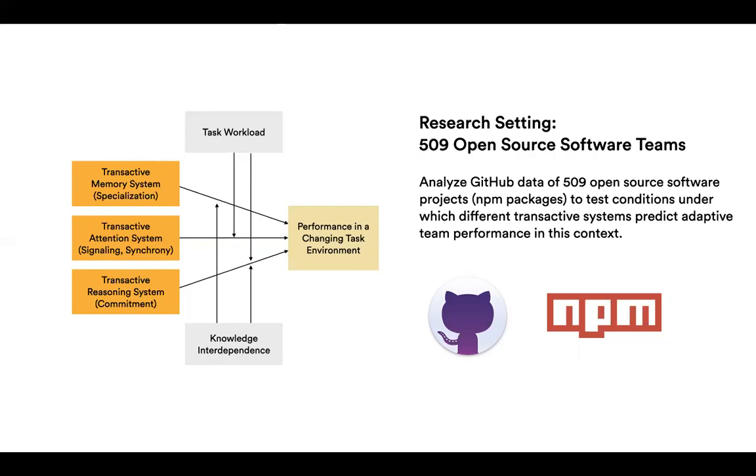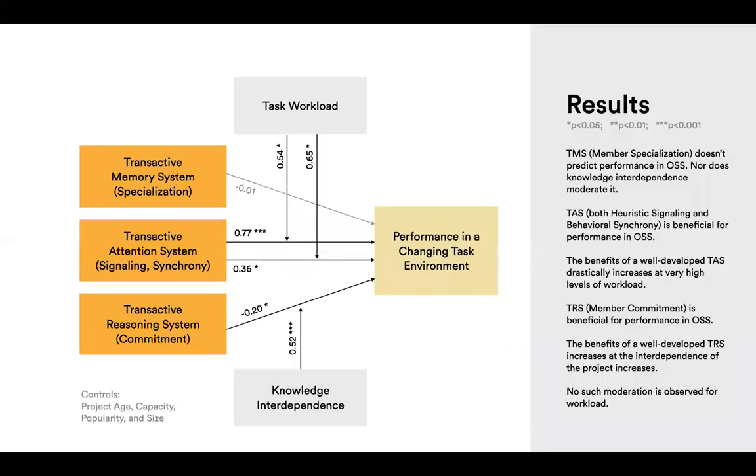We theorize that all three of these functions, through their indicator behaviors, will predict performance, and we expect task overload and knowledge interdependence to moderate these behaviors.